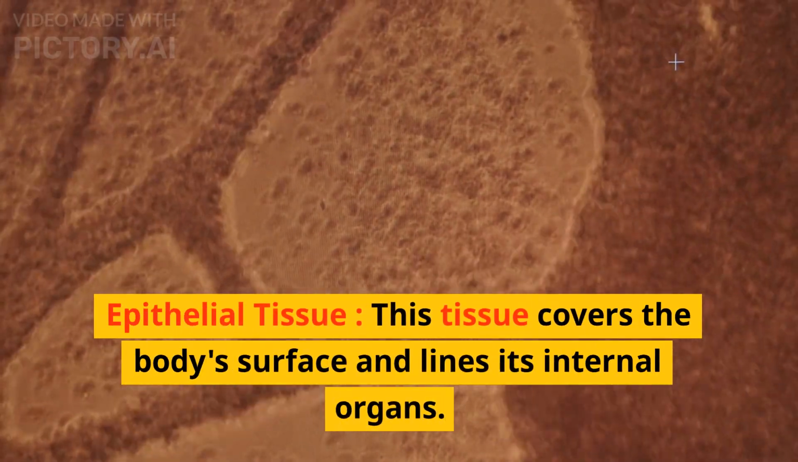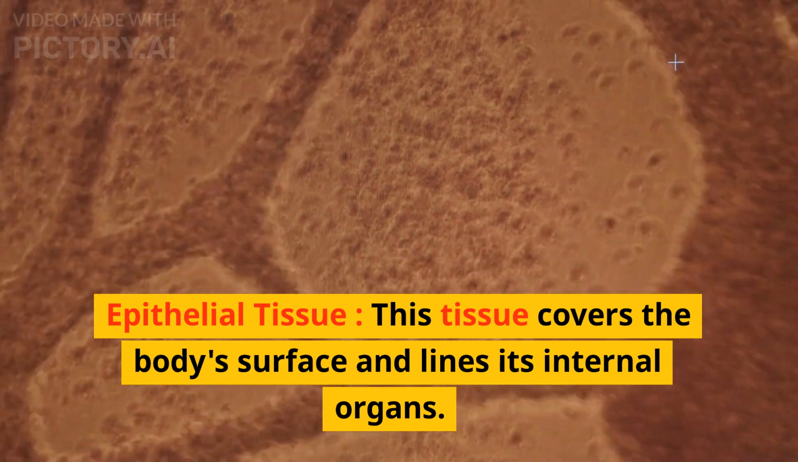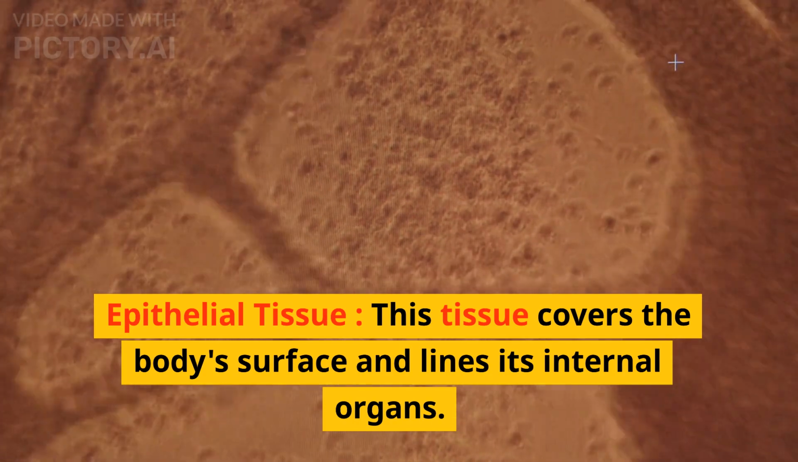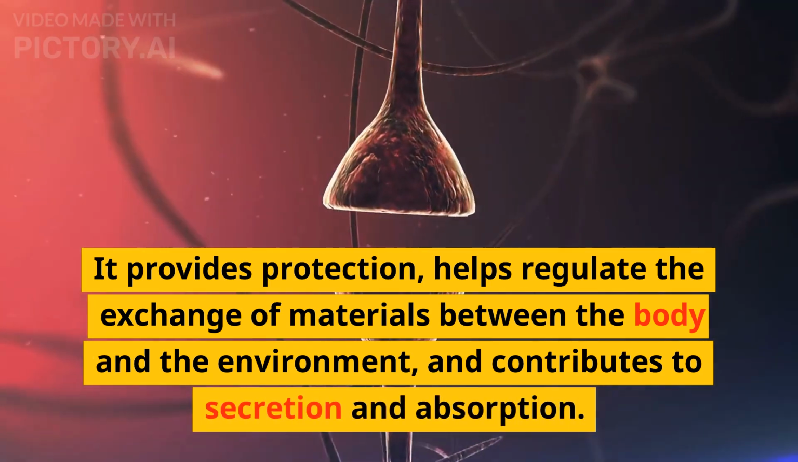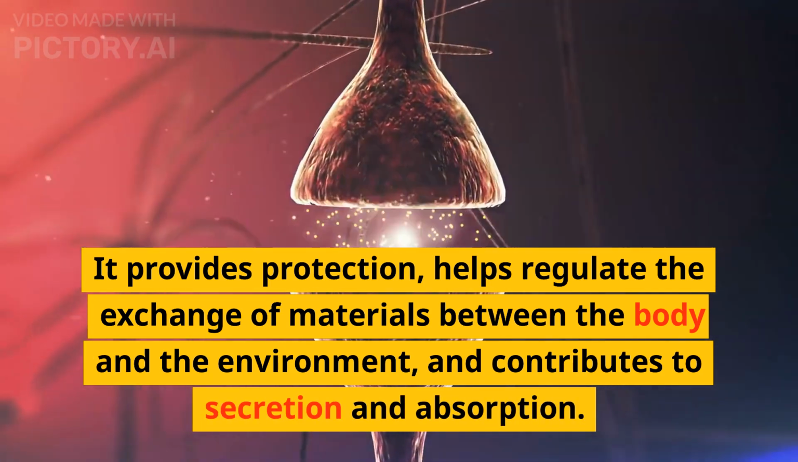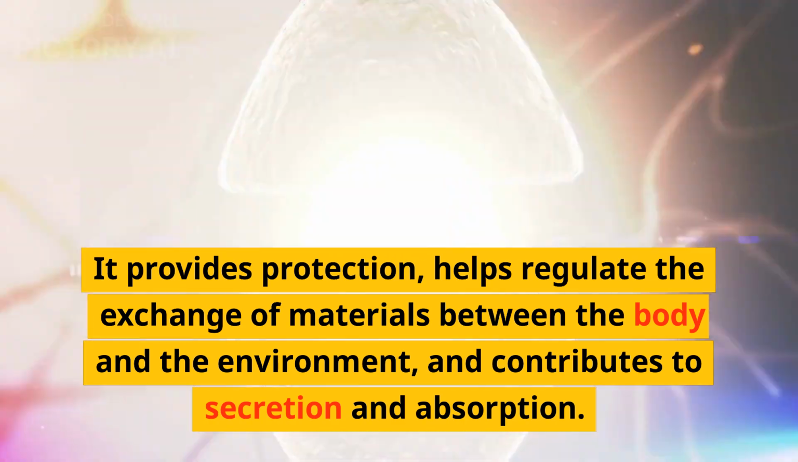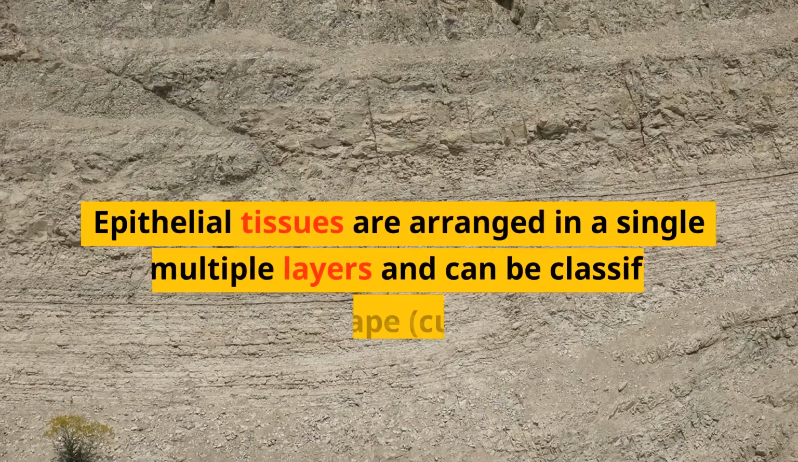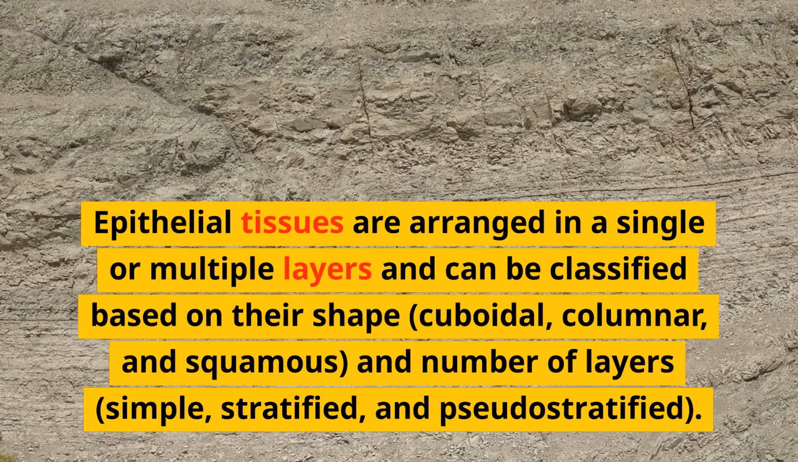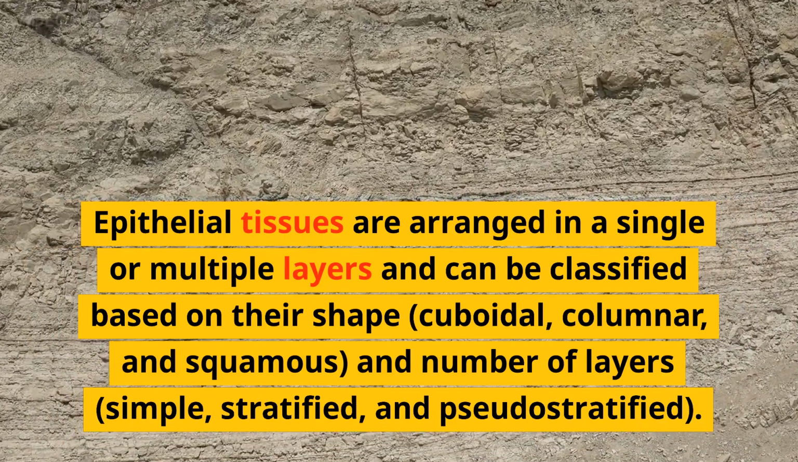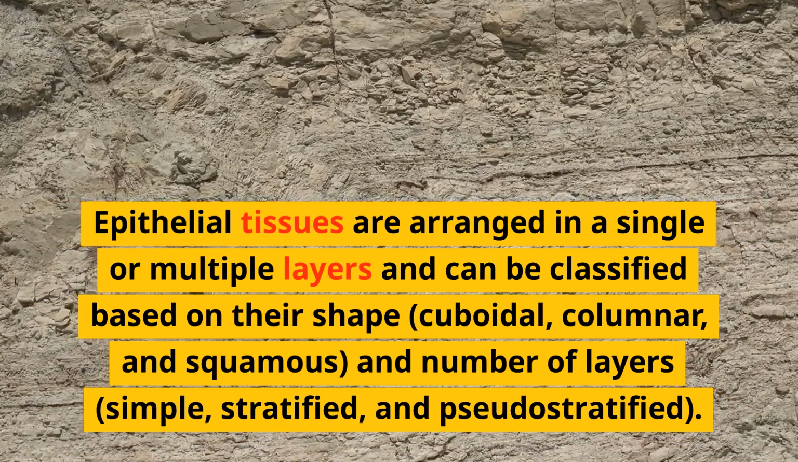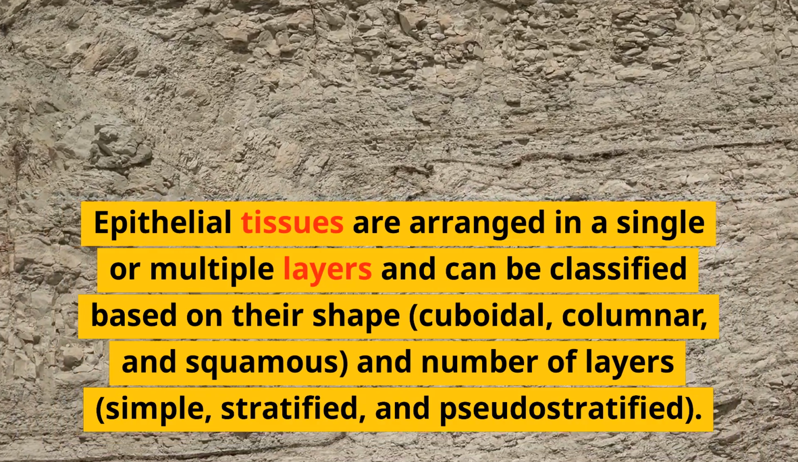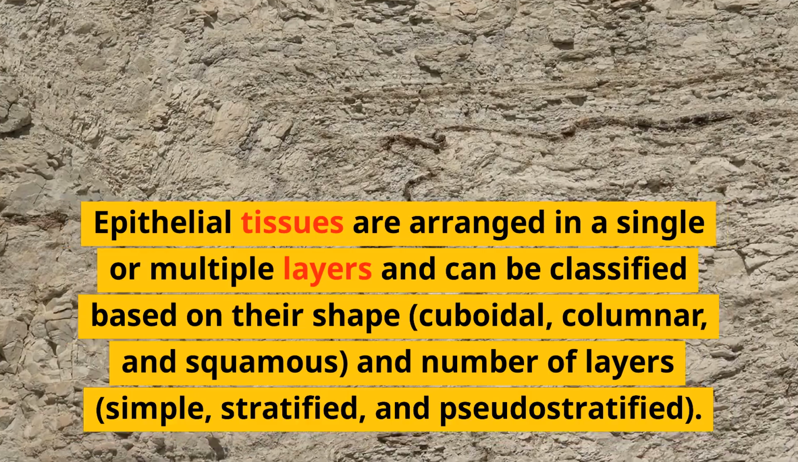Epithelial tissue. This tissue covers the body's surface and lines its internal organs. It provides protection, helps regulate the exchange of materials between the body and the environment, and contributes to secretion and absorption. Epithelial tissues are arranged in a single or multiple layers and can be classified based on their shape: cuboidal, columnar, and squamous, and number of layers: simple, stratified, and pseudostratified.